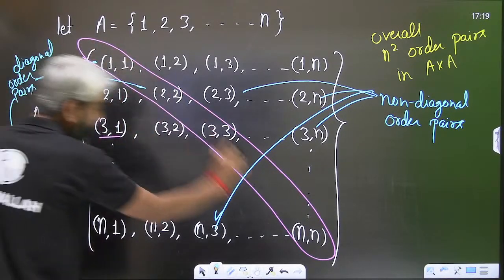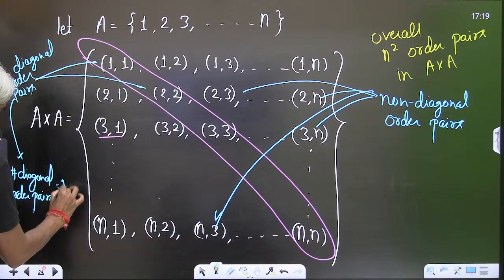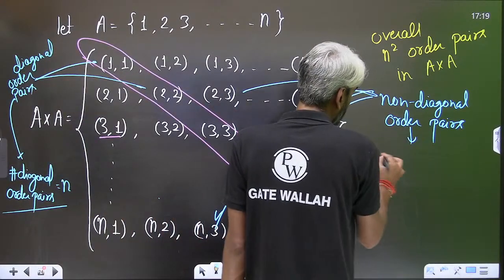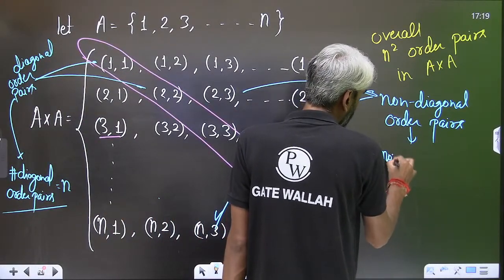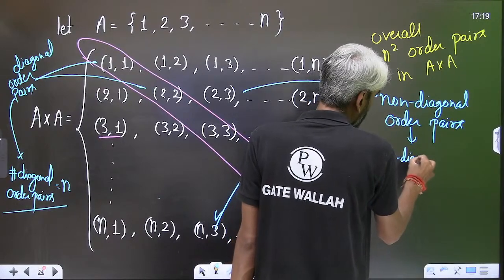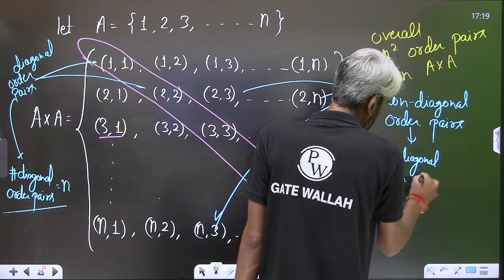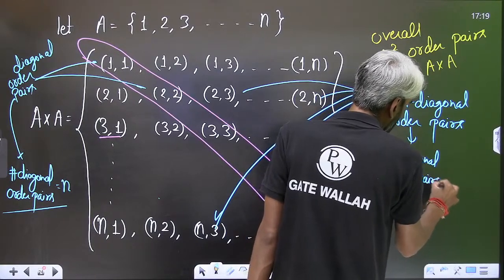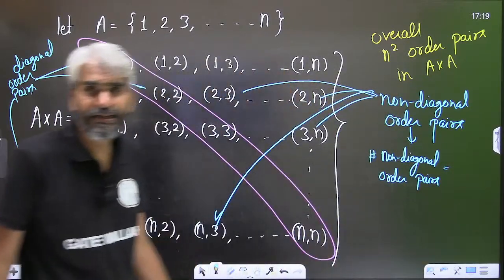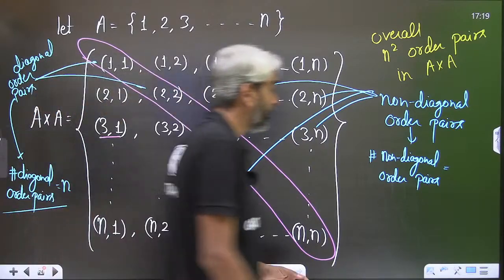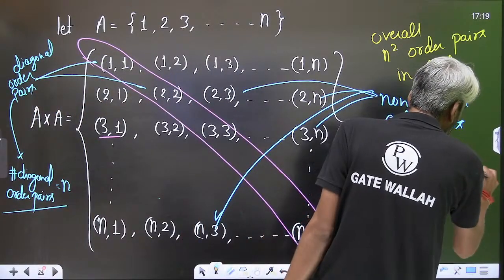So there will be exactly n diagonal ordered pairs, and the rest are non-diagonal ordered pairs. If I ask you, the number of non-diagonal ordered pairs will be how many? Sir, overall n square ordered pairs are there. So out of n square, exactly n are diagonal. The remaining n square minus n are non-diagonal ordered pairs.